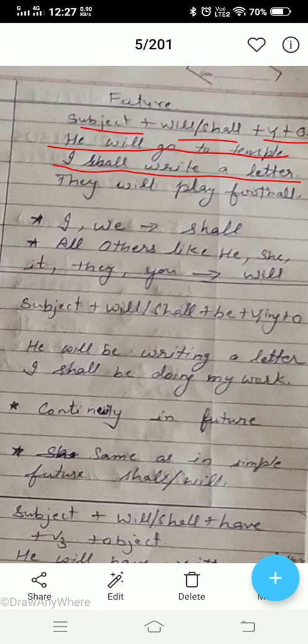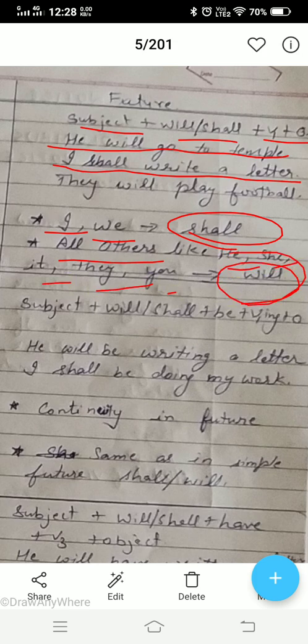It means till now I have not written any letter. So in future I shall write a letter. One question may be in your mind: when will we use will and when shall we use shall? With I and we we will use shall, and all others like he, she, it, they, you will take will.